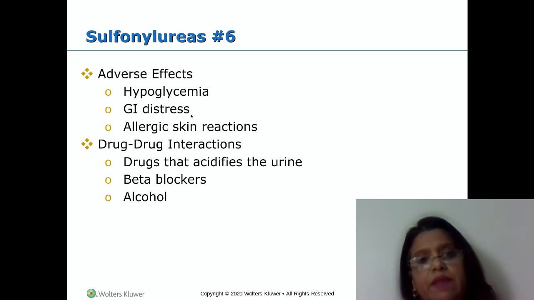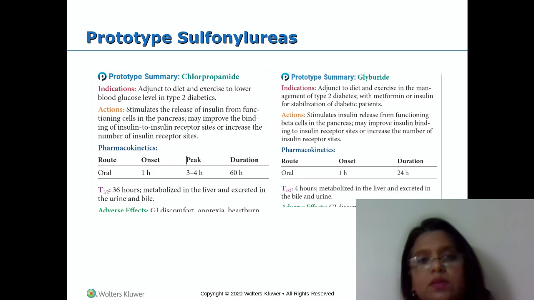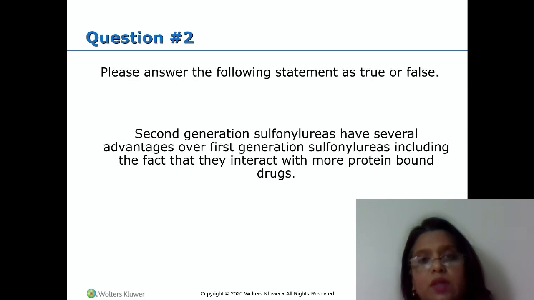Adverse effects could be GI distress. That's how a person could feel when they take these medications, because they will bring their blood sugars down. Allergic skin reactions, they might give allergies. Drug-to-drug interactions: drugs that acidify urine, beta blockers, and alcohol. Chlorpropamide is one of the medications which we give. And then glyburide, we talked about, those are just our sulfonylureas.